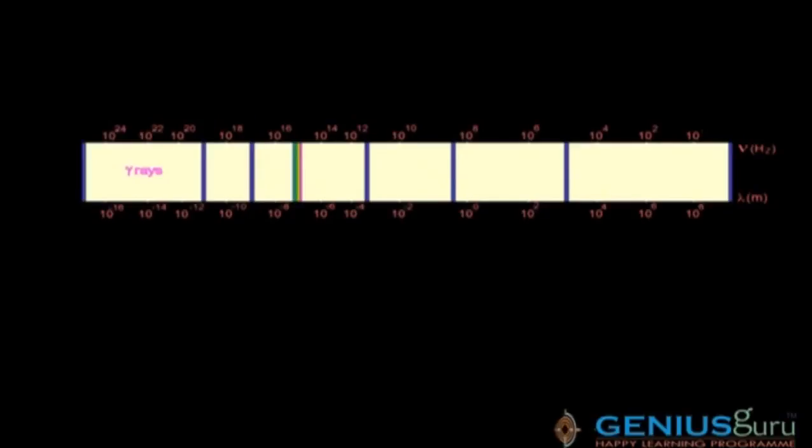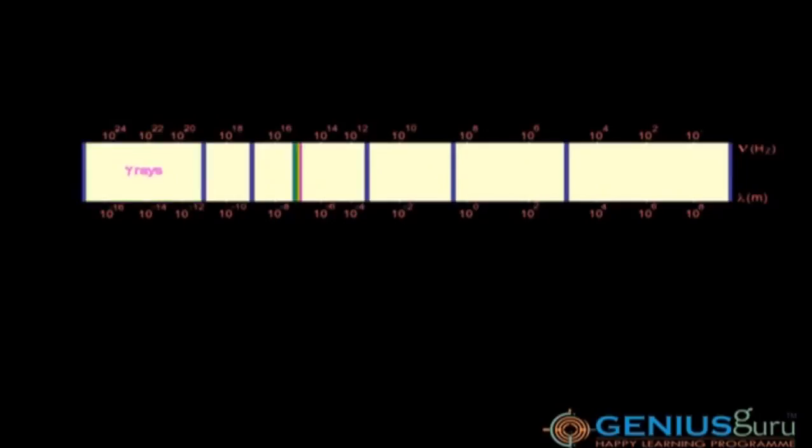These gamma rays have a frequency between 10 power 19 to 10 power 23. If you consider the wavelength, it is 10 power minus 11 to 10 power minus 17. So any radiation or light which has this frequency or wavelength is called gamma rays.